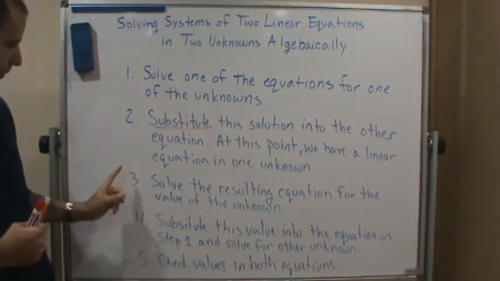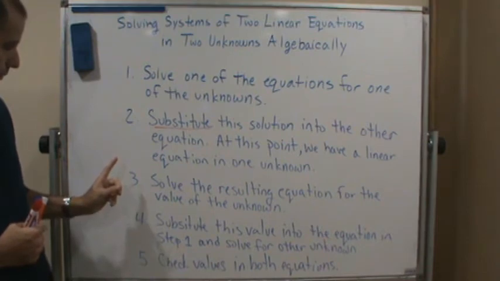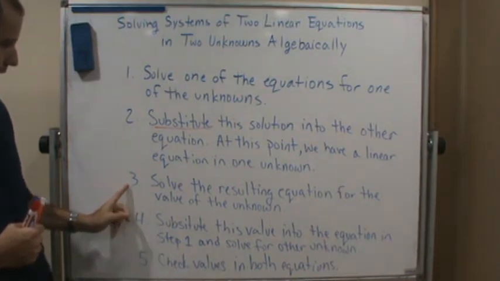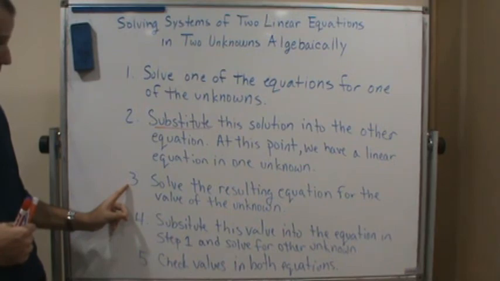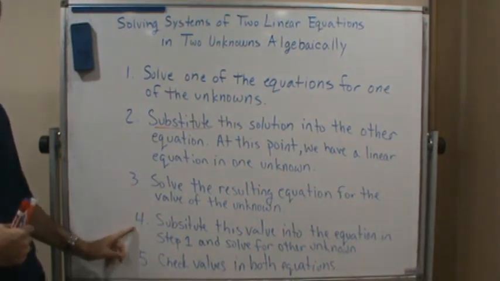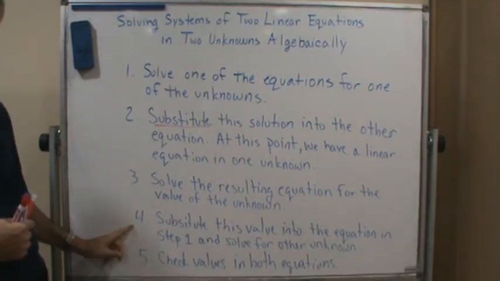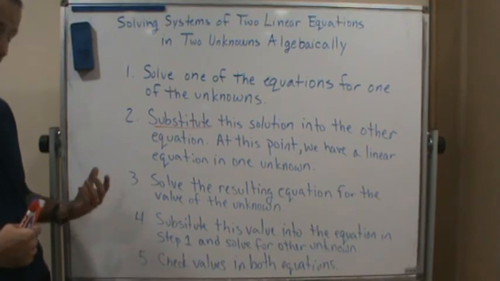So in step three, you solve for one unknown. And then step four, you're going to go back and substitute in the value that you found in step three into the other equation to solve for the other unknown.